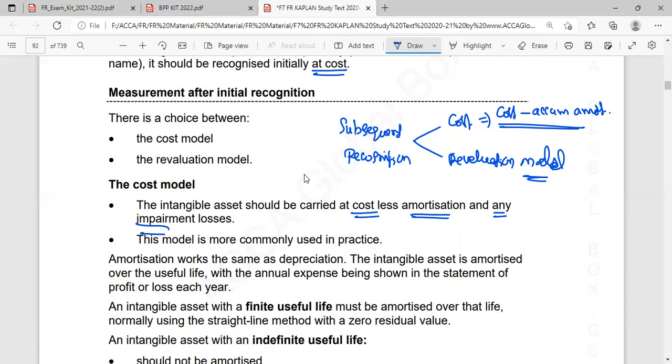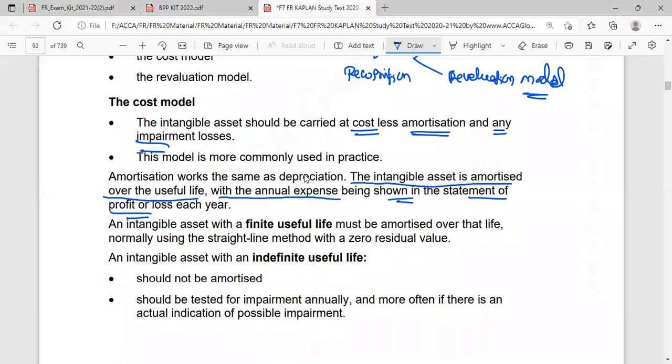Amortization is just like depreciation. Remember, in case of amortization, generally we follow the straight line method. The intangible asset is amortized over the useful life, with an annual expense being shown in the statement of profit and loss each year. Just like depreciation, we transfer the amortization every year to the statement of profit and loss. But this amortization is possible only if the asset has a finite life.